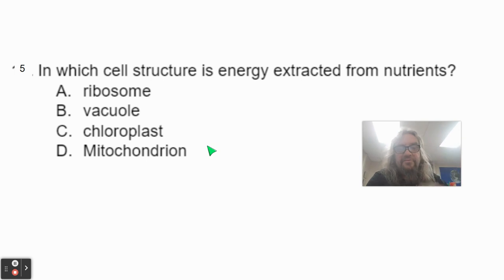Number five, in which cell structure is energy extracted from nutrients? Is it A, ribosome, B, vacuole, C, chloroplast, or D, mitochondrion?